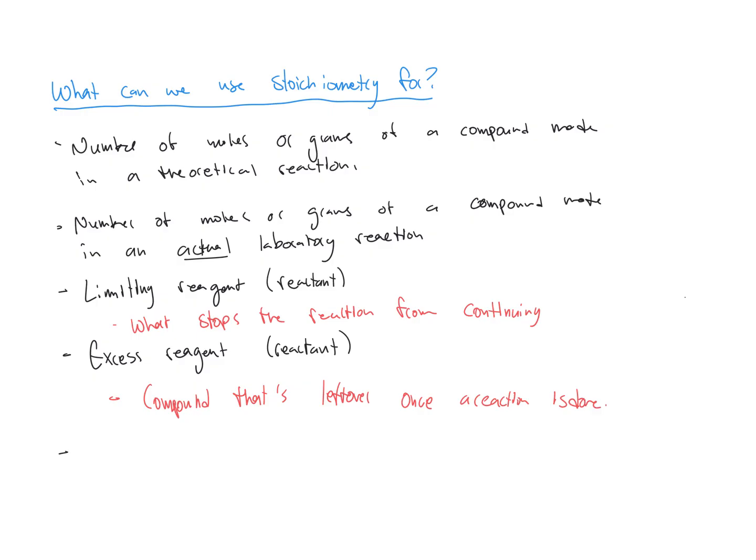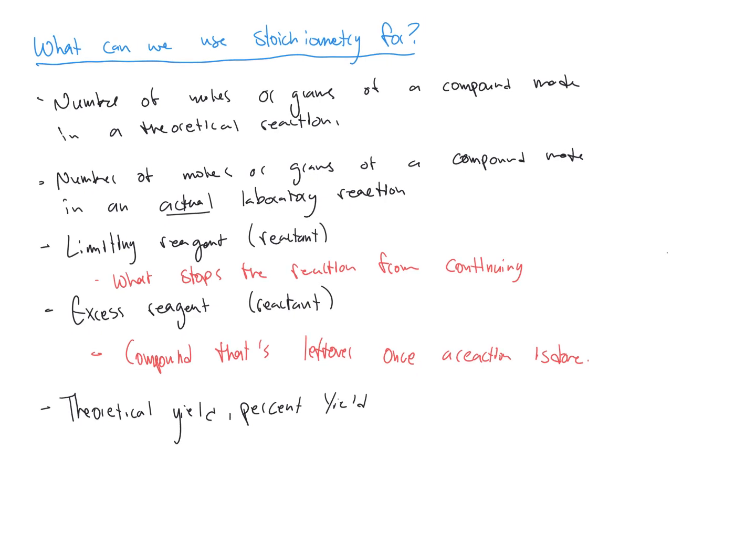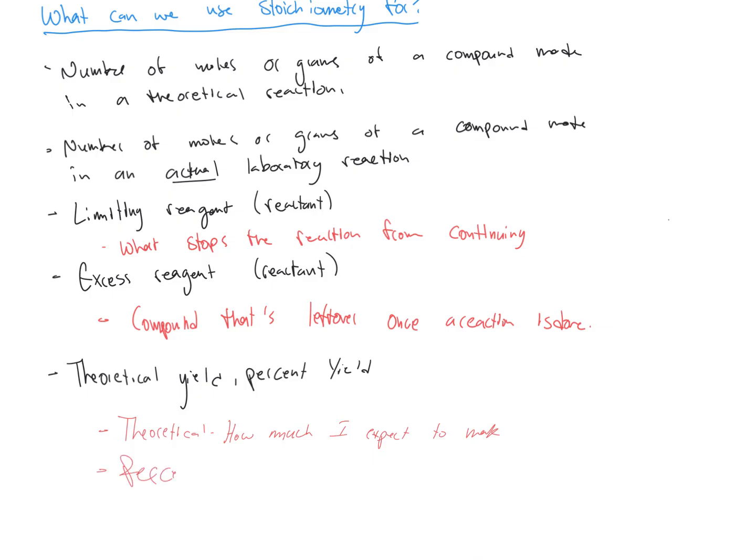And then finally, I can calculate what's known as the theoretical yield and the percent yield, where the theoretical yield is how much, not what, but how much I expect to make, and the percent yield is the percentage that I actually made. We've already had a little bit of experience with this in our first lab.